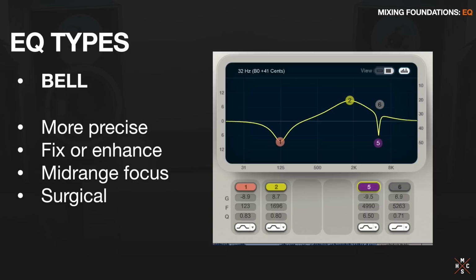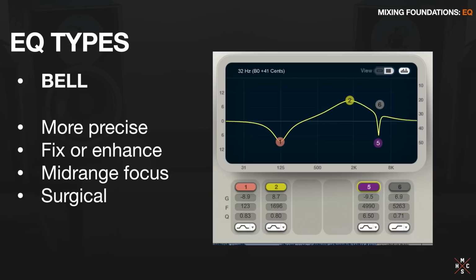Now, like I said, shelves are more kind of the high and low end focus of the frequency range. Bells are more for most of the EQing in the frequencies you find in the mid range, and you can be a lot more precise with these. You can target a specific frequency to boost or cut. You can be very surgical with some EQ plugins if you need to be, though I do advise against going searching for those things to surgically cut.